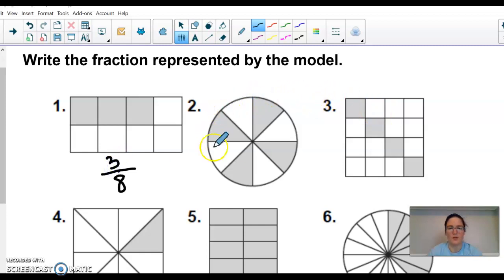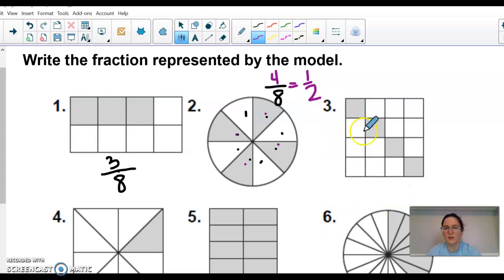Okay, so the circle. How many pieces is it cut into? 1, 2, 3, 4, 5, 6, 7, 8. So that's 8 pieces. How many shaded? 1, 2, 3, 4. So it's 4 over 8. And then hopefully you just simplify it to 1/2.